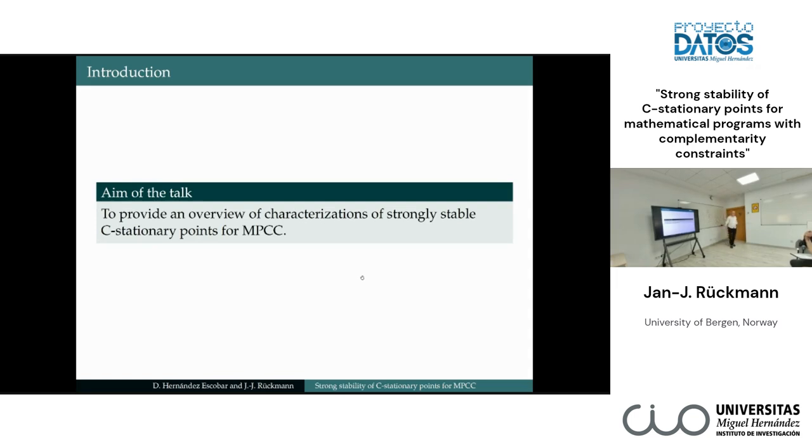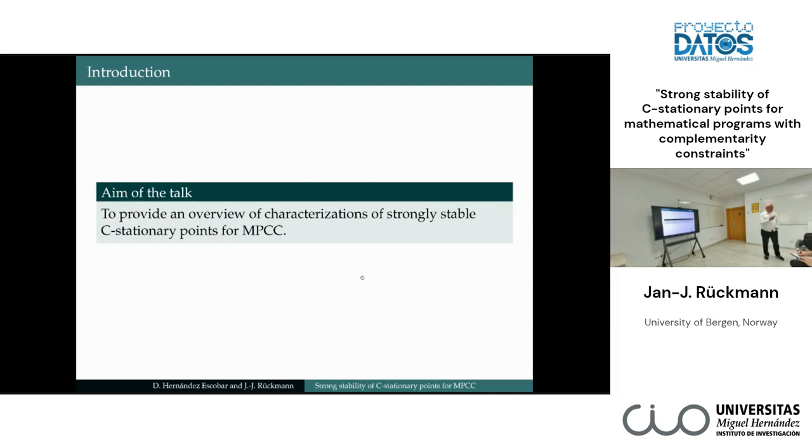So not M-stationarity, not S-stationarity, although they are more restrictive with respect to local minima tests. But for the topological behavior, C-stationarity is exactly the class of stationary points which are needed here. Okay, so this is some kind of motivation. Why are we looking at C-stationary points here?